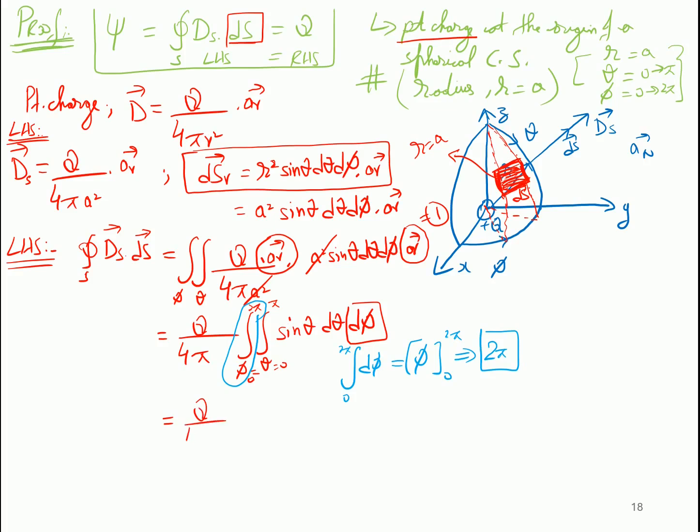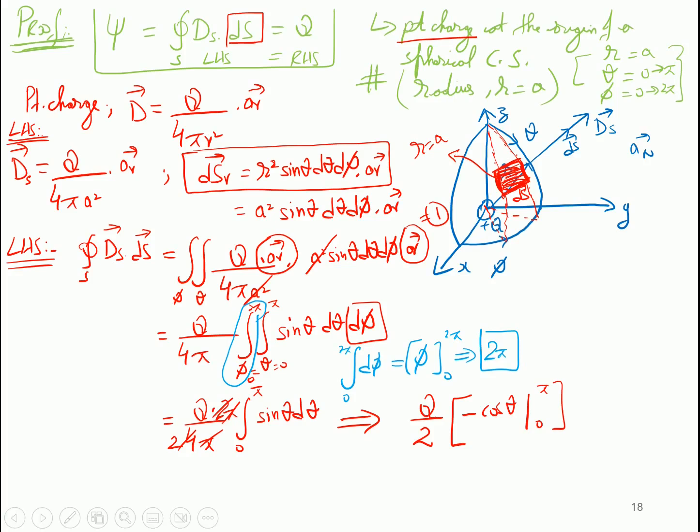So q divided by 4 pi remains outside. I am left with 0 to pi for theta, and it is sine theta d theta, and I can bring 2 pi outside as well. So this is 2 pi, so pi cancels, and I am left with 2. Then it comes out to be q divided by 2, and sine theta, when you integrate, becomes minus cos of theta with limits from 0 to pi.